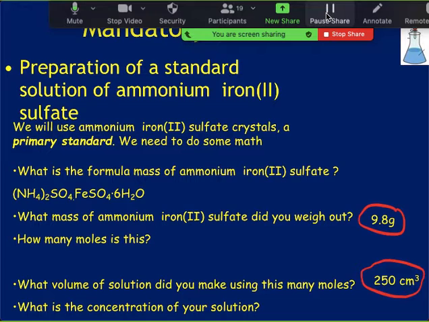So you need to calculate a formula mass for this, and work out how many moles that is. We have 250. How do I turn that moles per 250 into a concentration? Go mad.